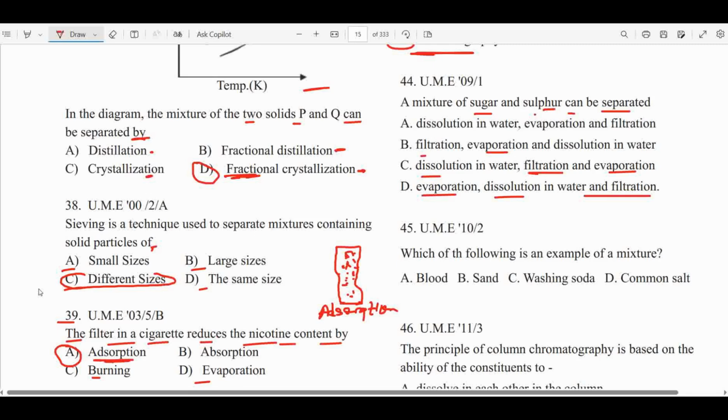What would dissolve? If you have a mixture of sugar and sulfur, if you dissolve in water, the sugar will dissolve, the sulfur will not. Then if you filter, the sugar will go with the water, the sulfur will remain. Then if you evaporate to dryness, the water will go and the sugar will remain. So in this order, dissolution in water first, followed by filtration, followed by evaporation. Option C.